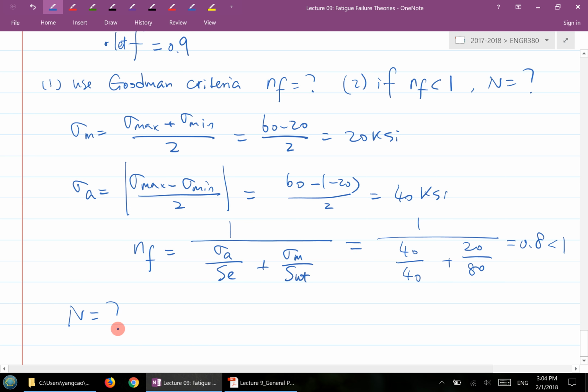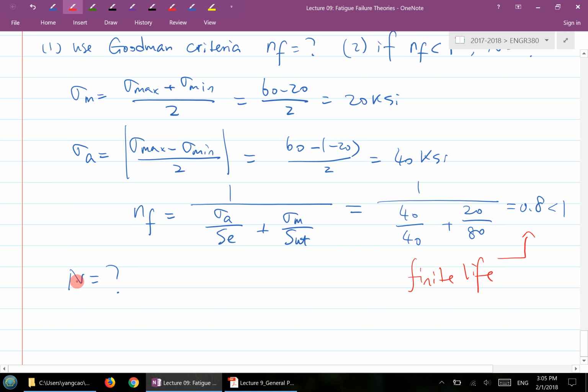If this is a finite number of cycles, so here you have basically finite life. If it's a finite life, then how many cycles? N, right? That's the point.